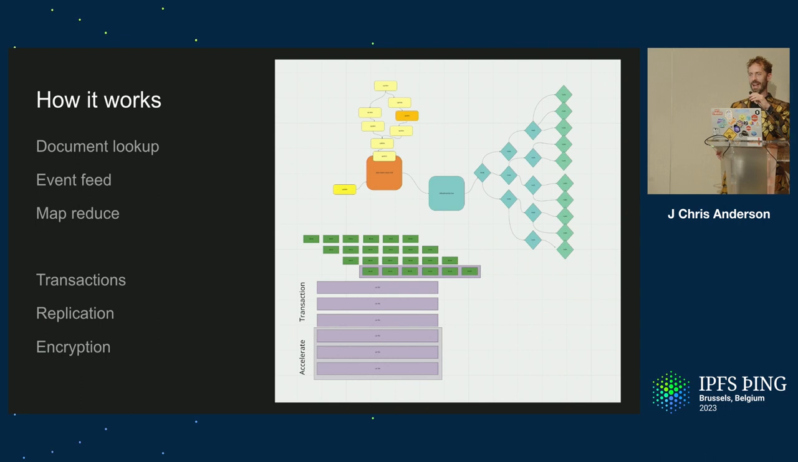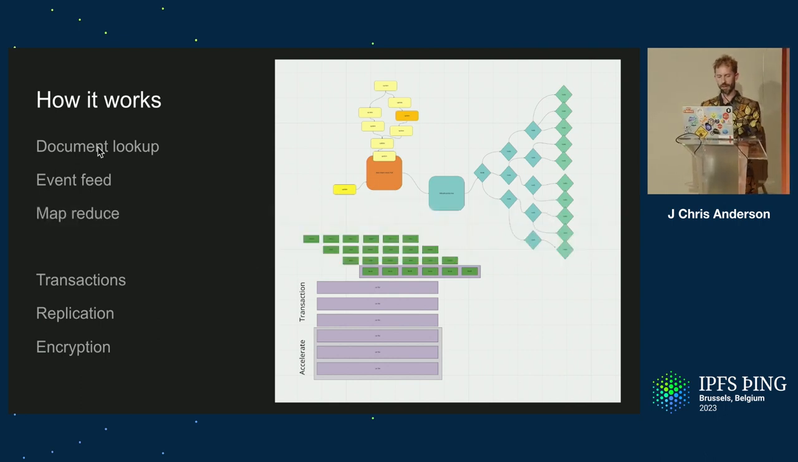I want to get into the actual how it works by diving through the Miro. So we're going to talk about document lookup and the event feed and how the indexes are built. That's all the application layer data management stuff. And then we'll talk about the infrastructure side of it: how transactions work, how replication works, how encryption works, and how sync works. About 50% of this stuff isn't written yet, but the whole thing is discovered, not invented, so it's not like there's a whole bunch of other ways it could go.